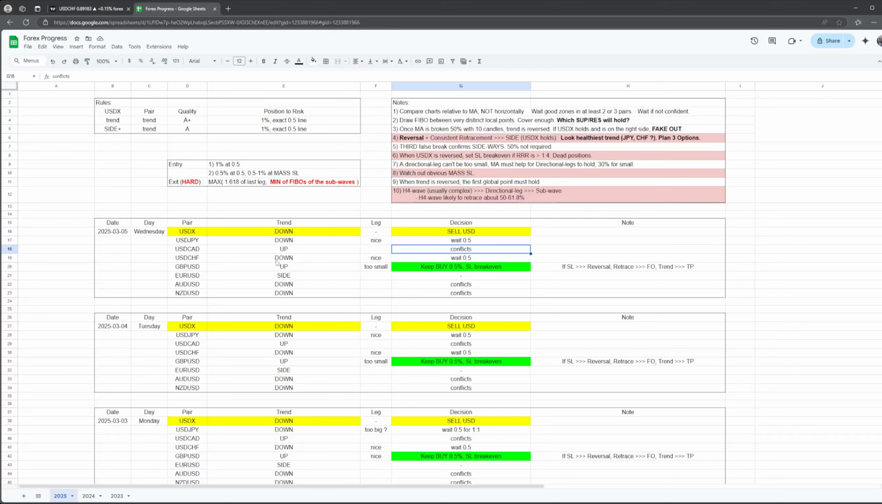So let's write it down. USD Schweizer franc trend is down, leg size is very nice, and our decision is to wait for the 50% retracement.